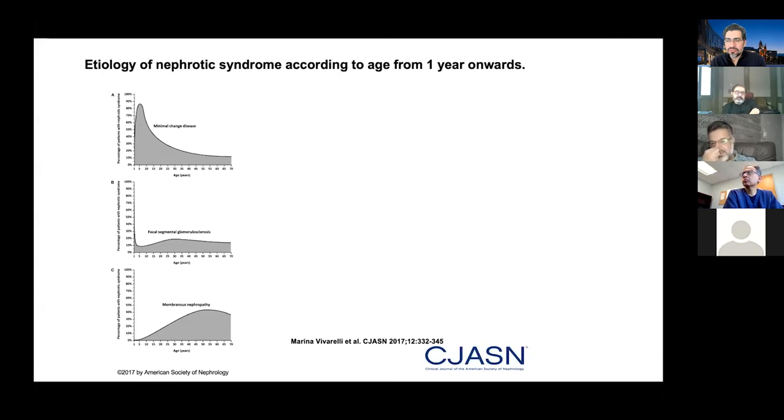I am still skeptical, because now there is a described entity which is called the secondary steroid resistant group. Those who are steroid sensitive in the beginning would develop steroid resistance later on in the course. And when you biopsy them, most of them have FSGS. So I was just wondering that maybe to begin with, their morphological lesion when they were steroid sensitive was not minimal change, or is this a subgroup where the lesions evolve or change into something else?